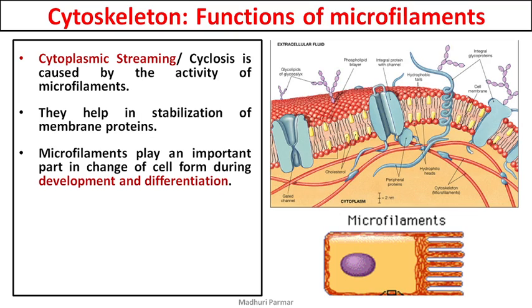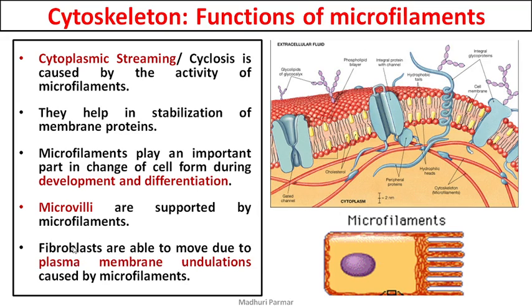Then microvilli. Remember the intestinal microvilli? These microvilli are supported by the actin filaments. If it was only two membranes and there was nothing in between, these two membranes will collapse, right? So to avoid that, microfilaments or actin will be present in between the layers of this microvilli also.